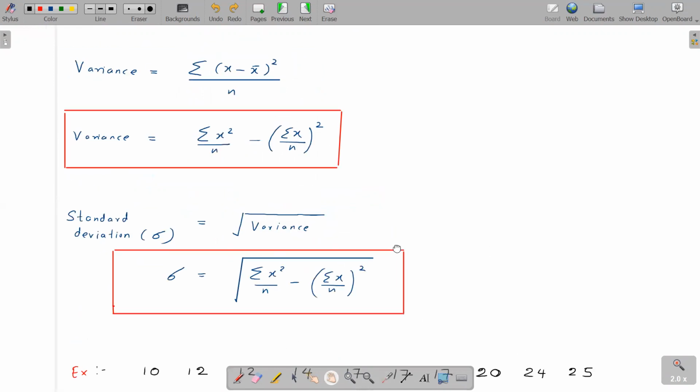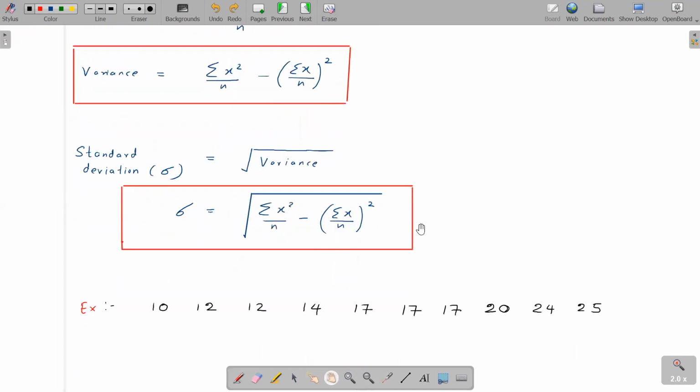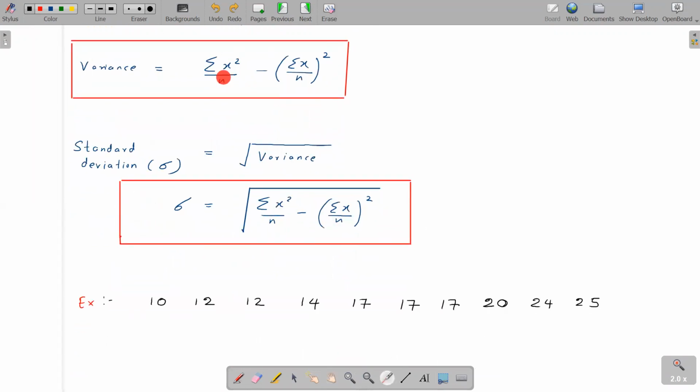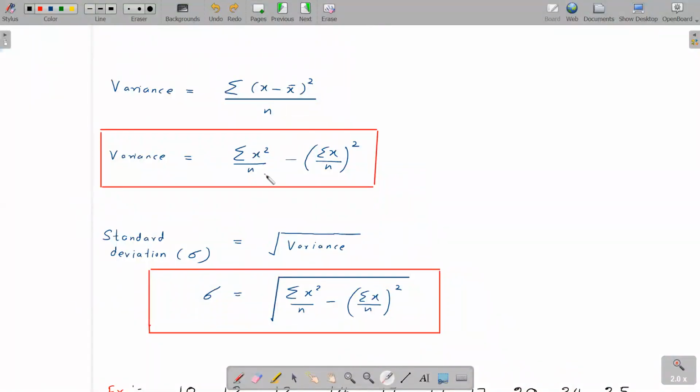Shall we find the variance and the standard deviation? Now also bear in mind, though, for variance, we have two equations. We are mostly using the second equation rather than the first one. We are mainly going with this because it's easier to find values with this.